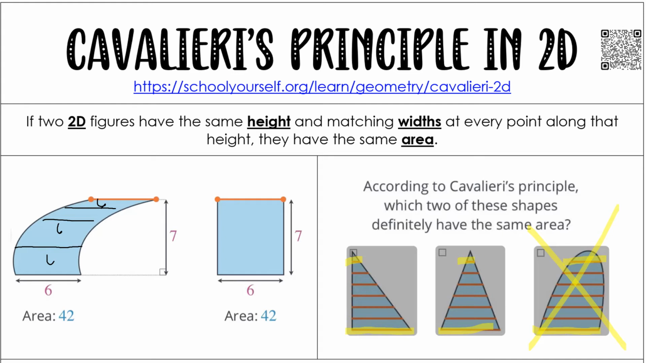Those two triangles appear to have the exact same height, right here and right here, and it appears that their widths are exactly the same at every point. So these two will have the same area.